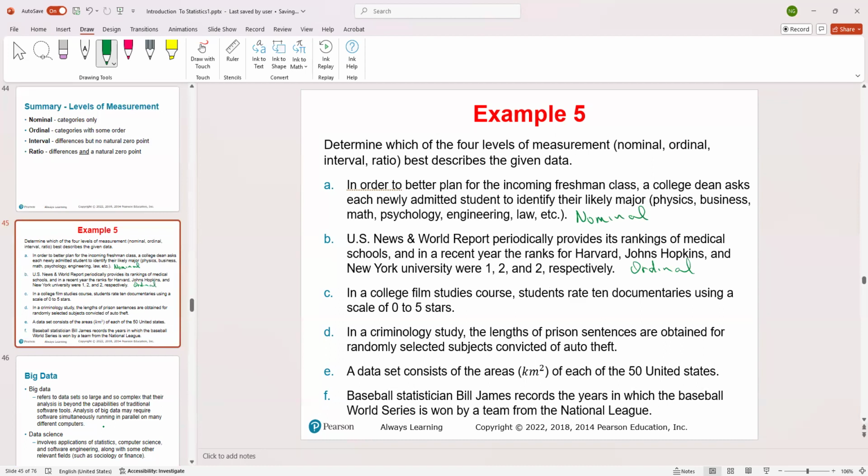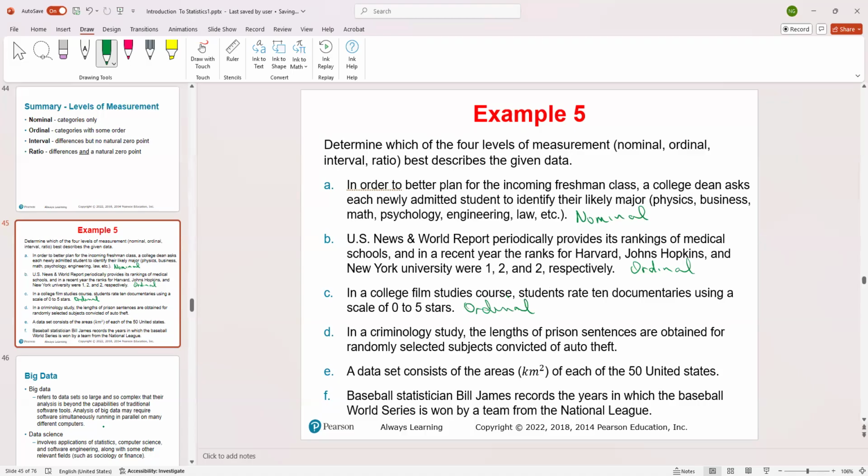In a college film studies course, students rate 10 documentaries using a scale of 0 to 5 stars, right? So which one do you think this one should be? You rate them from 0 to 5. Yes, it's order. That's again ordinal. I gave you two examples for ordinal. That's good.